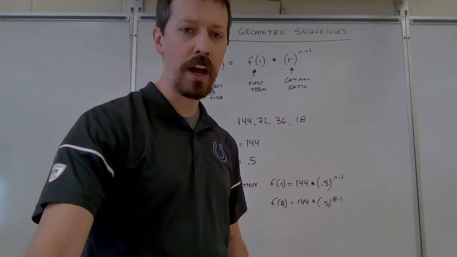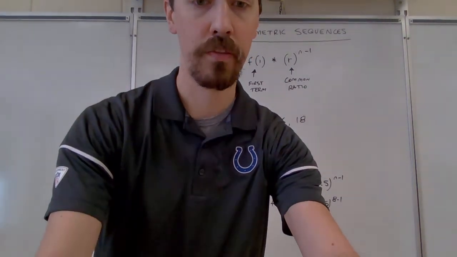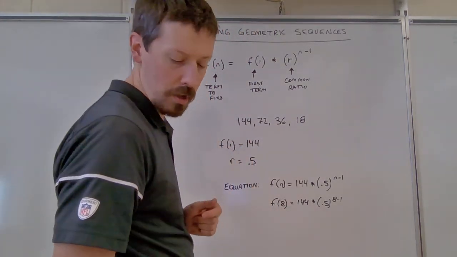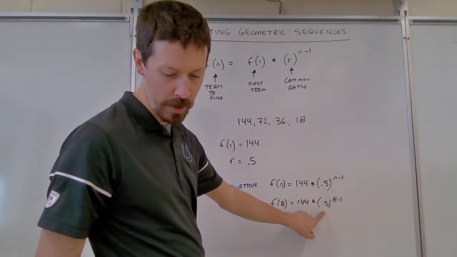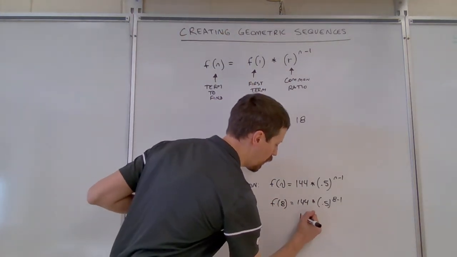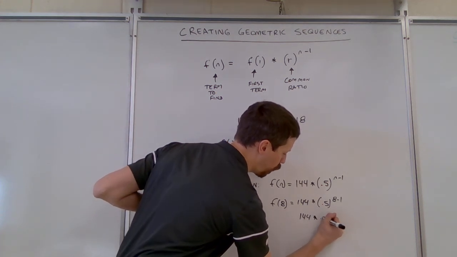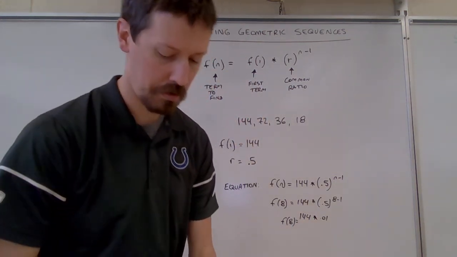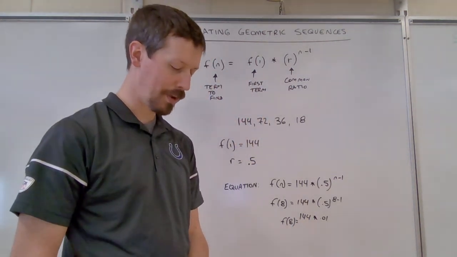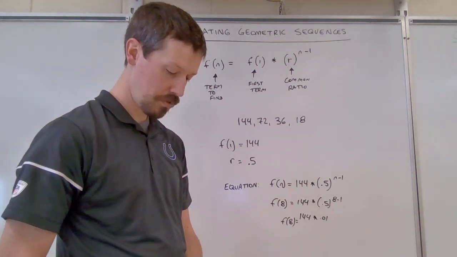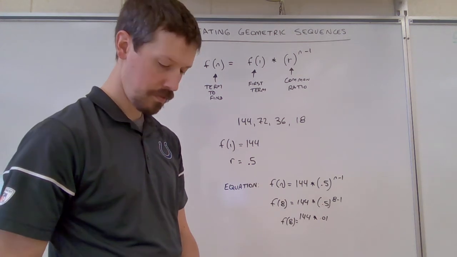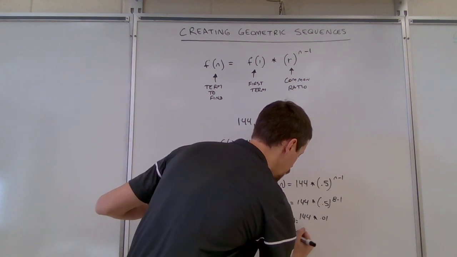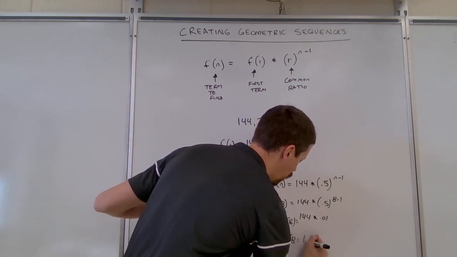Now let's see here, and it says to round to the nearest hundredth. Rounding to the nearest hundredth in this case is going to give me 0.01. So I've got 144 times 0.01. So my f of 8 equals, I believe it's going to be 1.44, but let's go ahead and double check it. Yep, 1.44. So f of 8 equals 1.44.